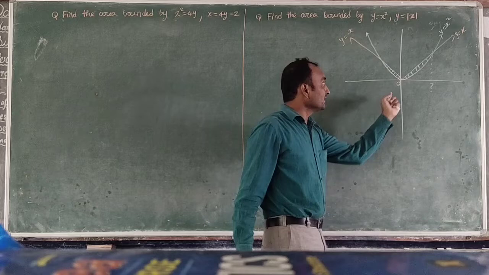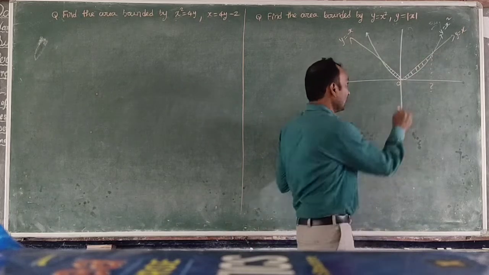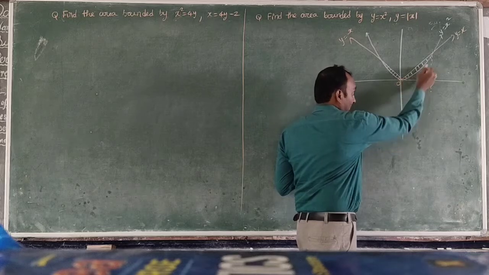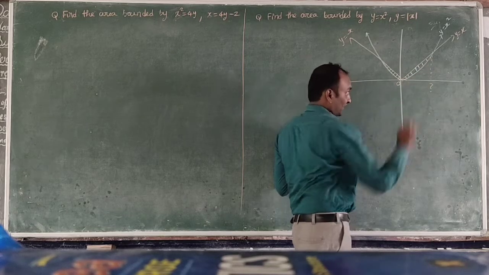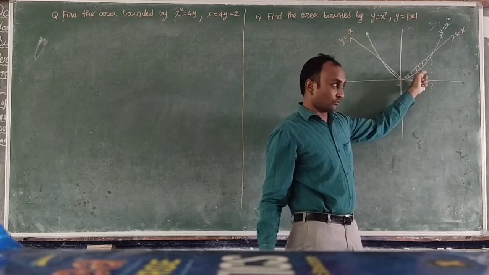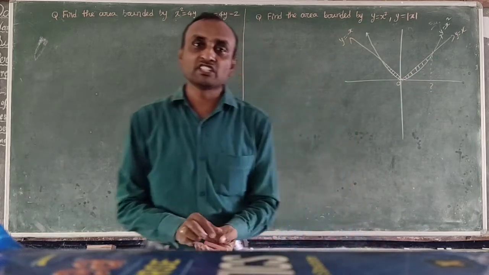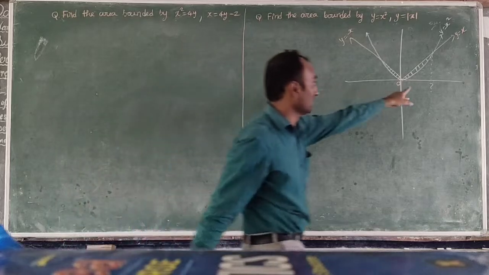Area bounded by the line. So the area bounded by the line is this triangle, and the area bounded by the parabola is this unshaded part. So from the total triangle, the unshaded part should be removed. First of all, we should know what the x value is, this one.